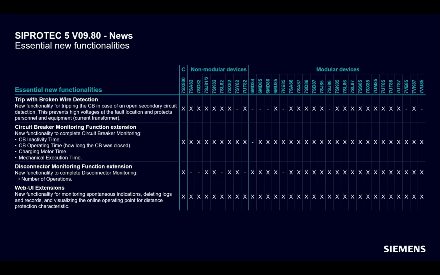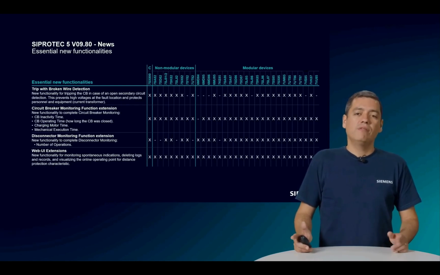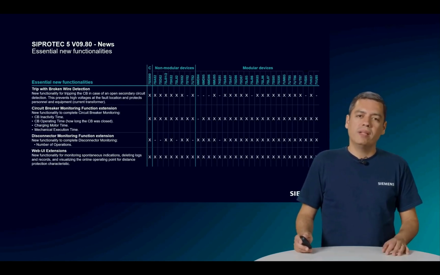Disconnector monitoring function extension. New functionality to complete the disconnector monitoring, including number of operations. And Web UI extensions. New functionality for monitoring spontaneous indications, deleting logs and records, and visualizing the online operating point for distance protection characteristics.